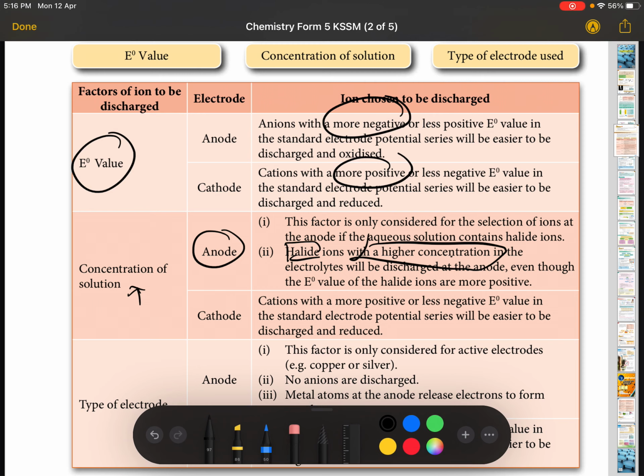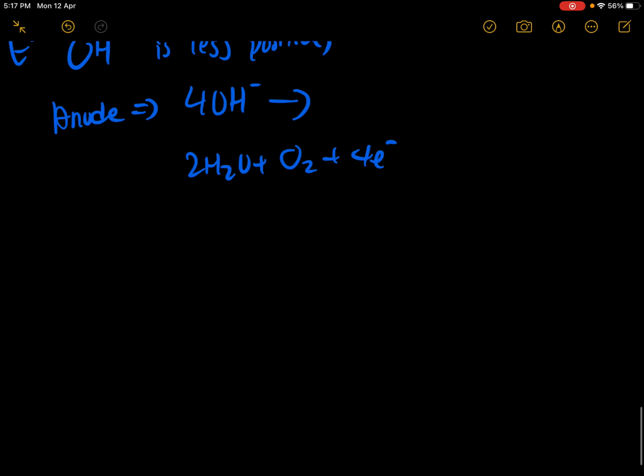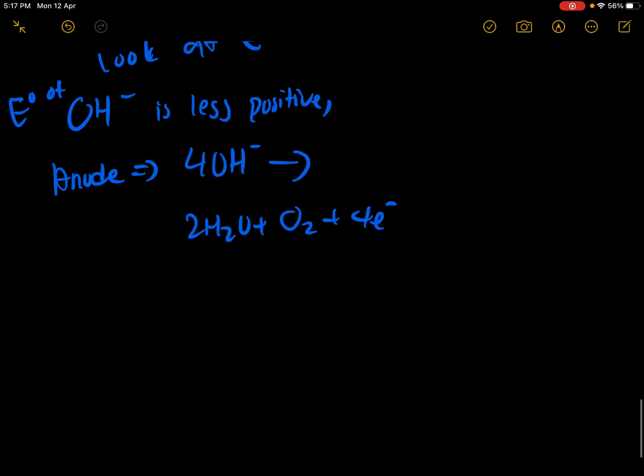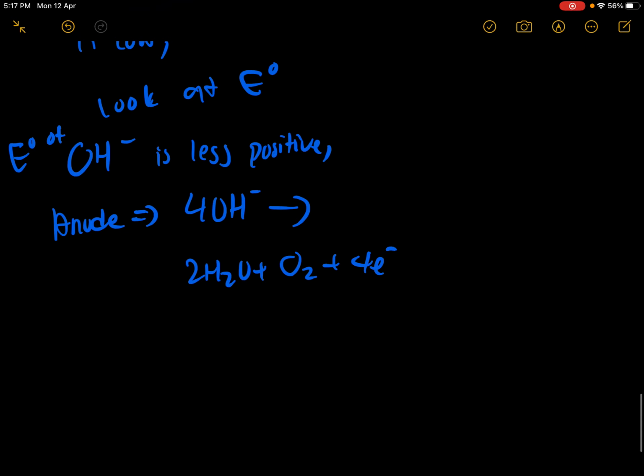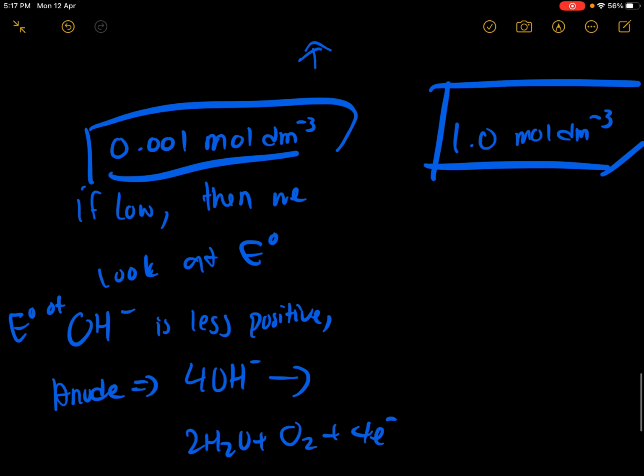Higher concentration of the electrolytes will be discharged. The halide will be discharged, even though the E0 values are more positive. What that means is, I do not care. The cell does not care. The electrolytic cell does not care that OH minus is more positive, because halide is too dominant there. Halide is too dispersed there. So the anode will choose the halide immediately. In this case, it's Cl minus. So Cl minus gets chosen.